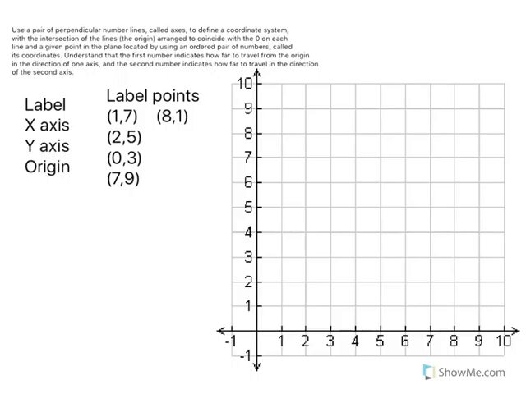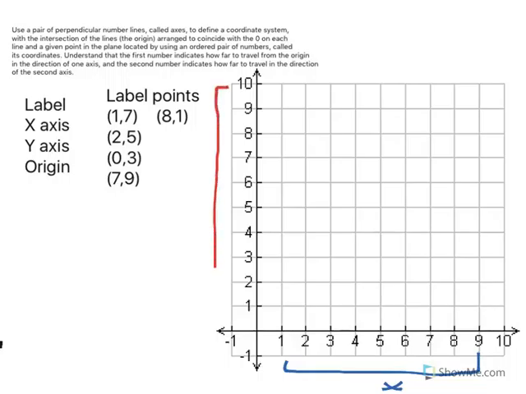So first we want to label the x-axis. This is the x-axis, so we'll put an x here. And then the y-axis, which is this. Then we have our origin, which is right here. And now we label our points. So we have (1, 7) for our first point. So we find 1, and then we go up to 7 at the y.